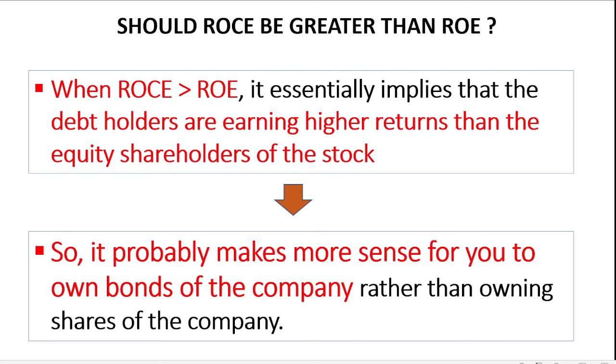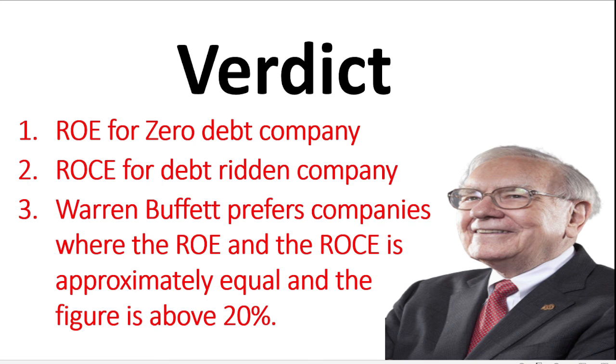Now if you are confused, the final verdict is that, basis Warren Buffett, you should look at ROE for a zero debt company, and ROCE is best for a debt-ridden company or companies who have taken any amount of debt. And what Warren Buffett prefers is that ROE and ROCE should be approximately equal. They should not vary a lot, and the figure should be above 20% for both ROE and ROCE, so that the stock is beneficial for both equity shareholders as well as bond holders.